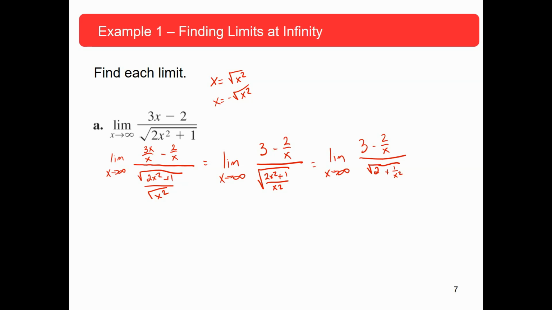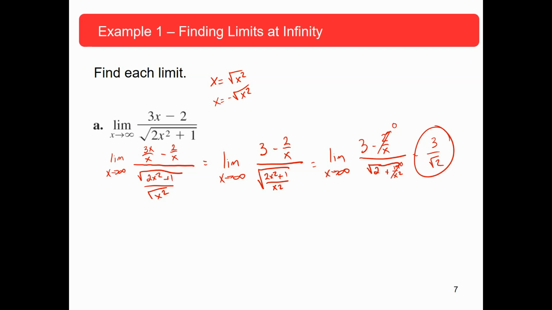So now, at this point, a while ago when we tried to plug infinity in, you get 3 times infinity minus 2, square root of 2 times infinity plus 1. This is just infinity over infinity. That's called an indeterminate form, nothing we can do. But here, if we plug in infinity, what's 2 over infinity? That's 0, right? That goes to 0. Plug it in here, that goes to 0, and we're just left with 3 over the square root of 2. That's the limit as x approaches infinity.